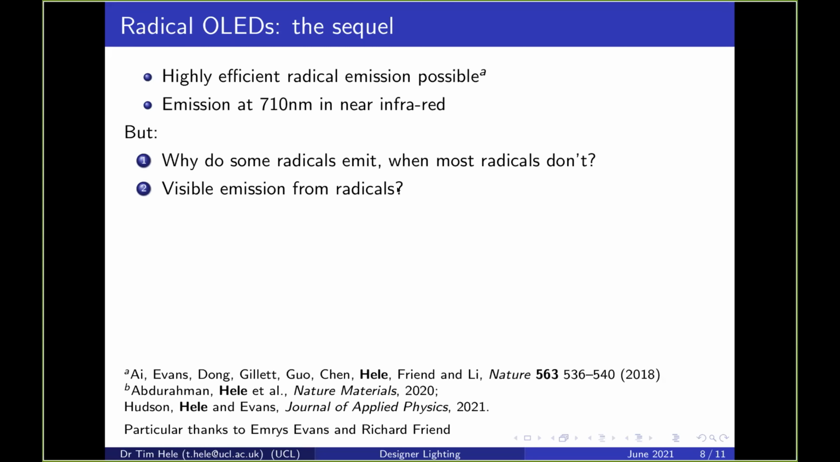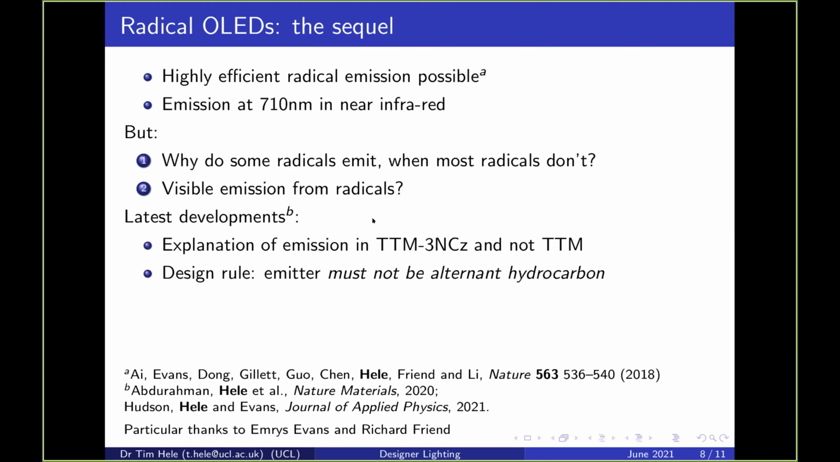And is it possible to get emission in the visible as opposed to in the near infrared? And after a very large amount of theory, going back to certain bits of electronic structure from the 1950s, it's actually possible to prove algebraically that in order for a radical molecule that's conjugated with organic structure to emit, it must not be an alternate hydrocarbon. So what do I mean by that? It means that the molecule must have rings containing an odd number of atoms and or heteroatoms, such as nitrogen.